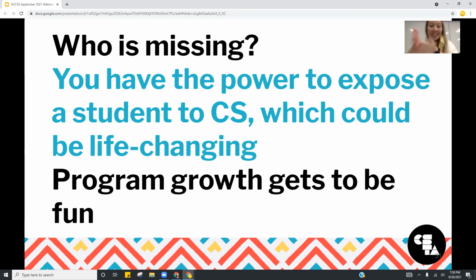So you have the power as a teacher to expose a student to computer science, which could be life-changing for them. And then finally, program growth gets to be fun. It's not fun to print out a bunch of flyers and post them around the school. It is really fun to talk with kids about their hopes and dreams and interests and help them connect computer science to those things. So that's all I have. I know I went really fast. Thank you so much for listening, and I'm happy to answer any questions.